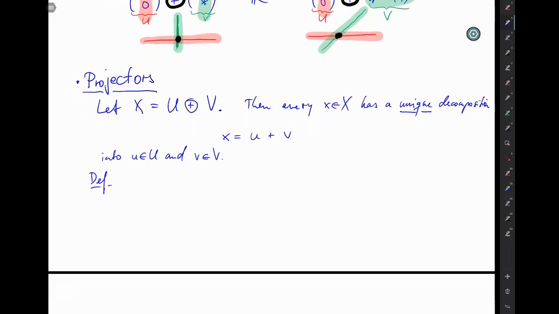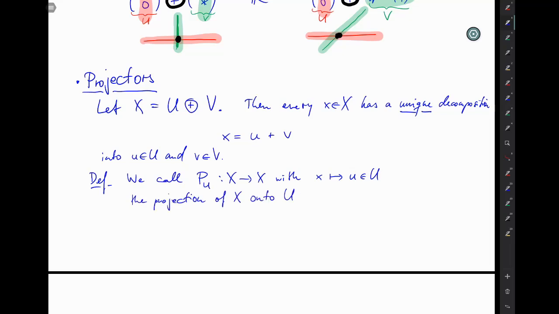We call P_U, which is a map from X into X, and it takes every little x from X into its uniquely determined U component from U. So we call that operator the projection of X onto U parallel to V. Okay, so there's a whole lot to say here. Projection of X onto U parallel to V.